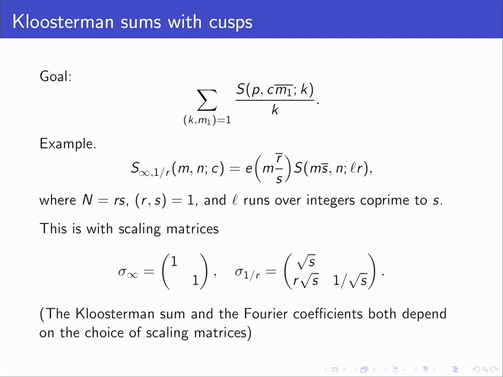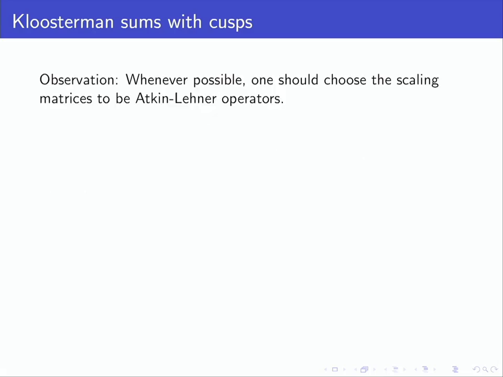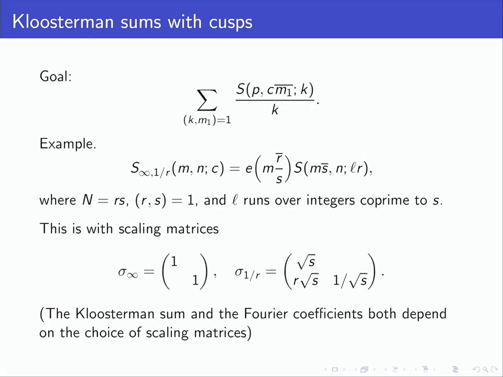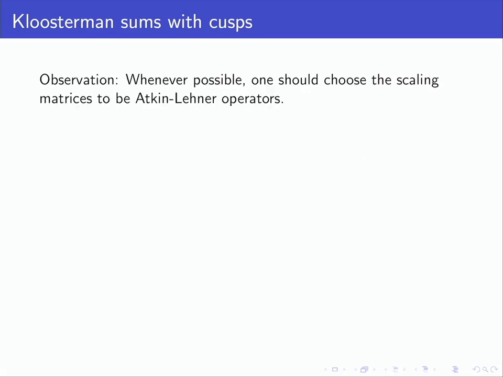So with this particular choice of scaling matrix or matrices, that's how you get this Deshouillers-Iwaniec formula. Okay. But one thing that we realized while working on this is that, if you have the choice, you should choose your scaling matrices to be Atkin-Lehner operators. So it helps guide you on what's a good choice of your scaling matrices.